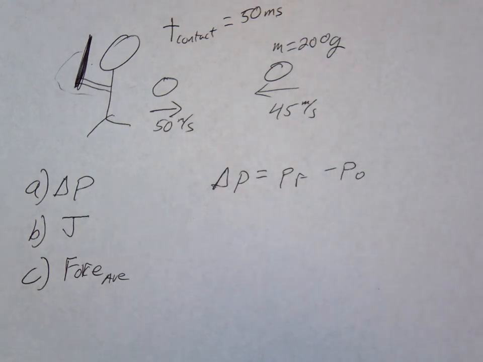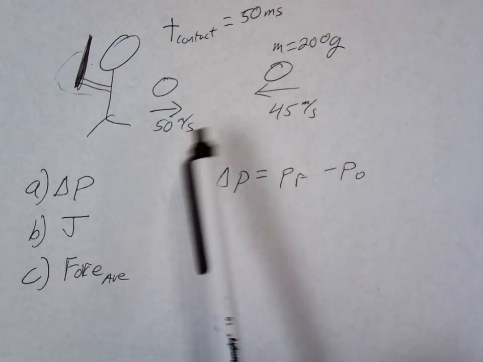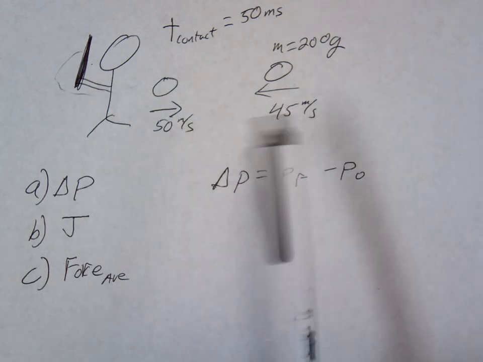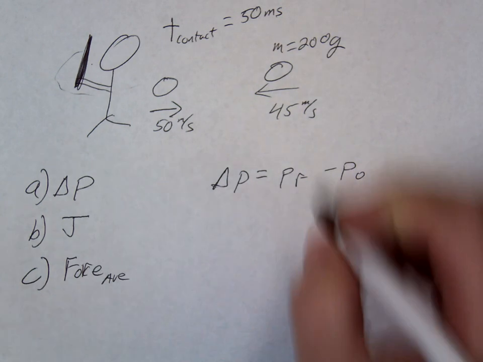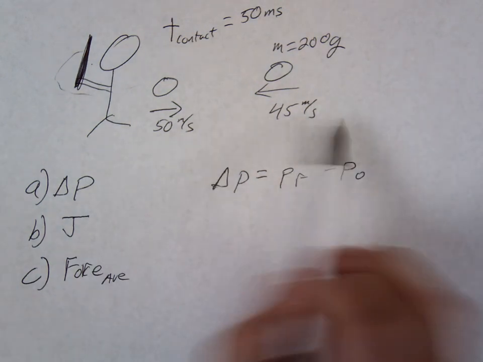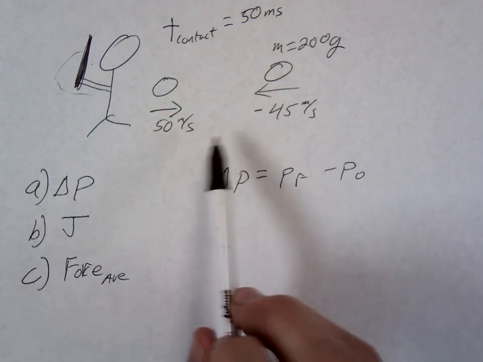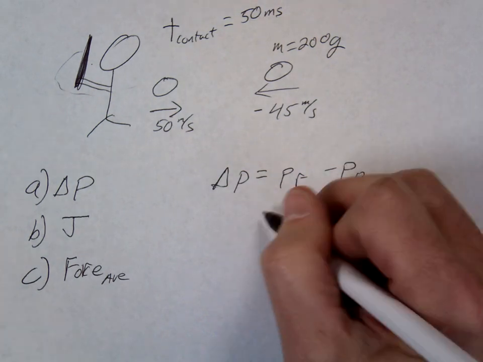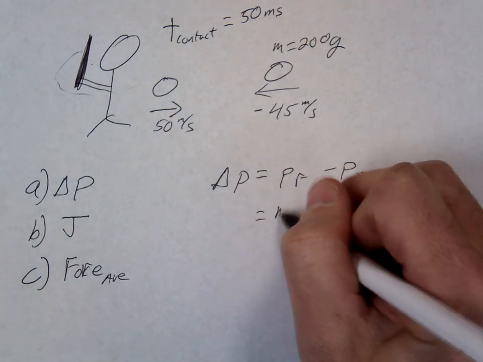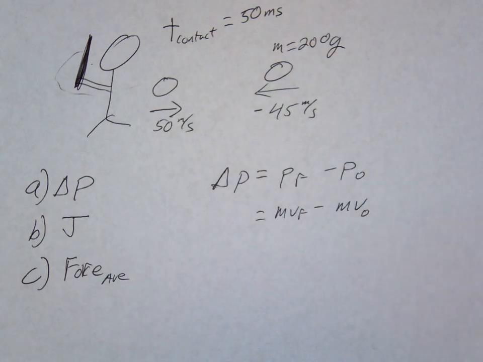Okay, and one thing you do have to think about is velocity is a vector. Momentum is also a vector. So that is important in this problem, you do have to think about the direction. For example, this one is going to the left, so we'll say it's a negative 45. This one's going to the right, so that's a positive 50. So when you do your change here, this would be MV final minus MV initial.